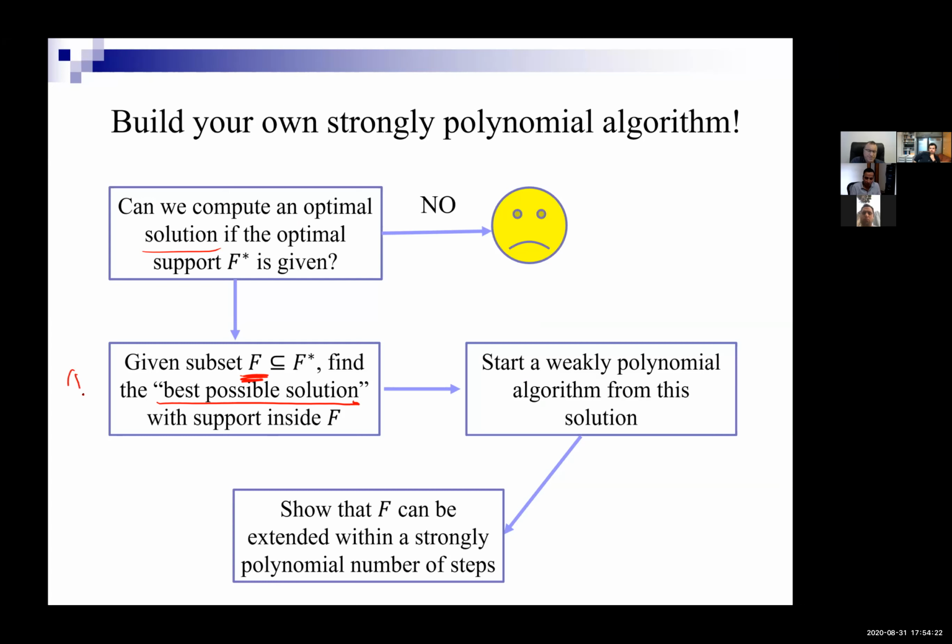So this is the first problem you need to solve, or maybe the second problem. Once you can solve this in strongly polynomial time, you start from such a solution and run whatever existing weakly polynomial algorithm, and then show that you can extend the set of revealed arcs, or the support, in strongly polynomial time.